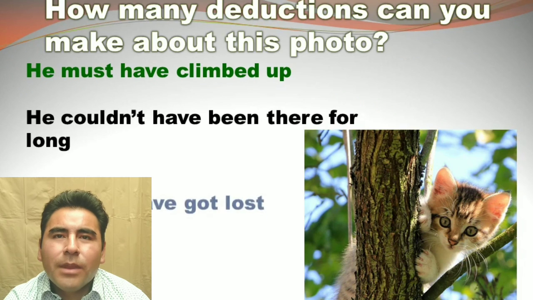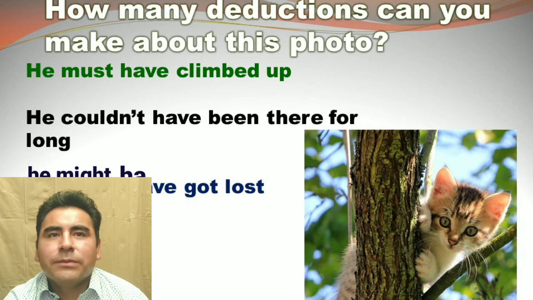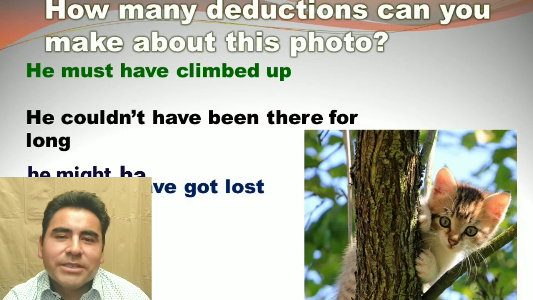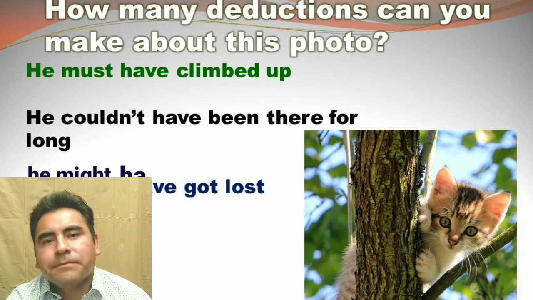Now look at this example. Poor cat. He's okay. He must have climbed up. That's 99% or even 100% possibility to be real. He couldn't have been there for long. Okay, he might have got lost.